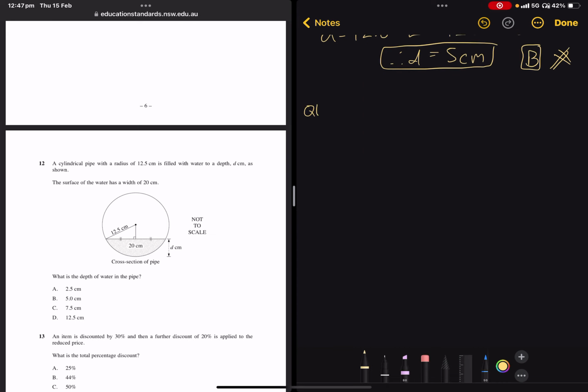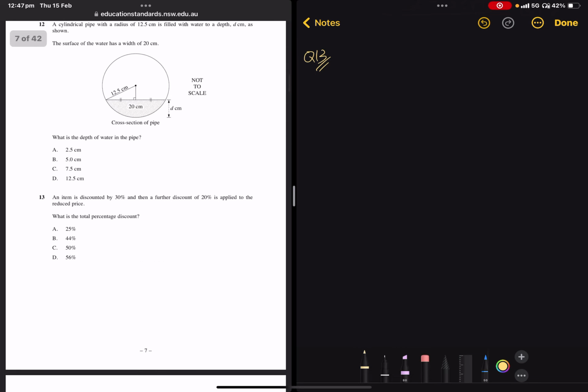So now let's move on to question 13. So we have an item that is discounted by 30% and then a further discount of 20% is applied to the reduced price. What is the total percentage discount? A very common mistake people make here, I worked in retail for many years when I was younger, is they'll say, oh, this is a 50% discount. No, you apply the 30% discount, then whatever value that is, you apply a 20% discount to that.